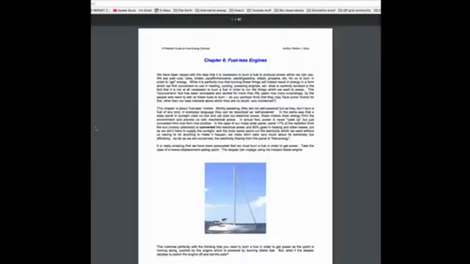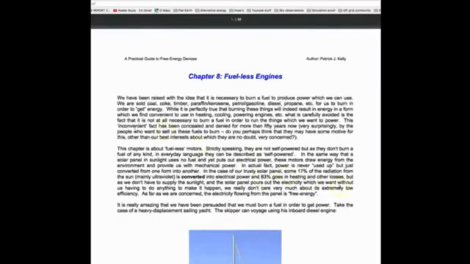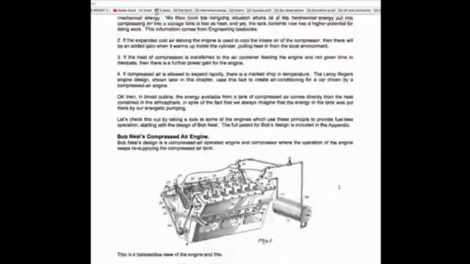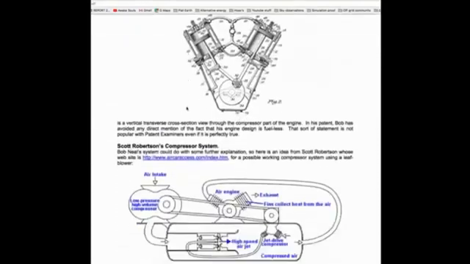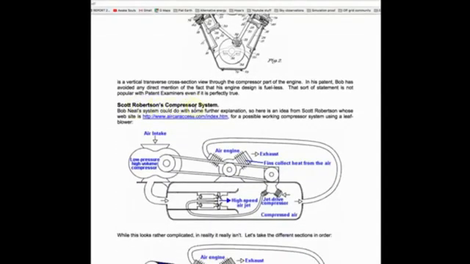Fuelless engines. The energy in air, Bob Thiel's compressed air engine. Bob Thiel's design is a compressed air operated engine and compressor where the operation of the engine keeps resupplying the compressed air tank. Scott Robertson's compressor system. Bob Thiel's system could do with some further explanation, so here's an idea from Scott Robertson.